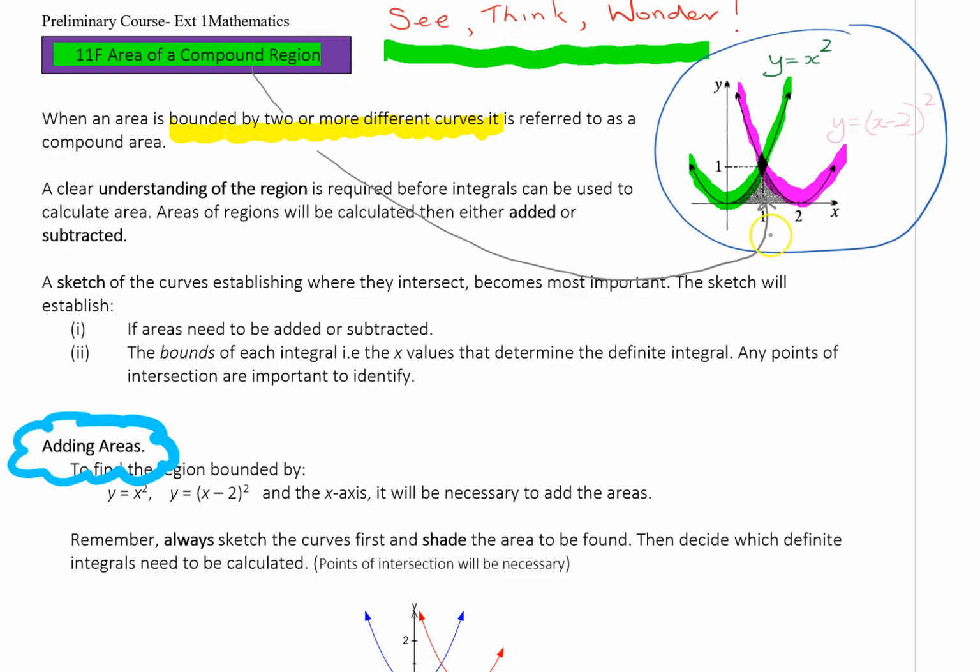What are we thinking about that? Well, I'm thinking, I wonder where one area finishes and the other one starts. I'm thinking that may require me to find a point of intersection because I want to identify x values. I'm wanting to add areas together here to get the total area of the composite region, etc.